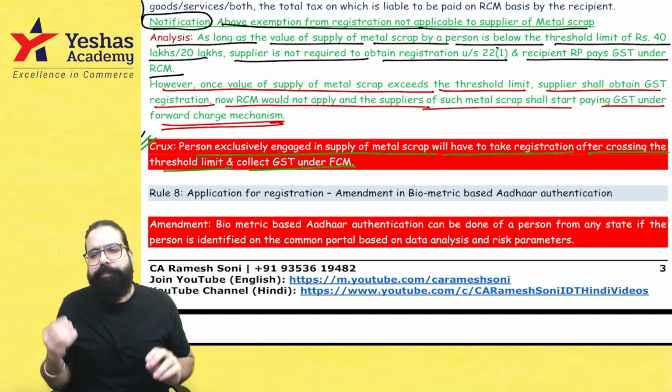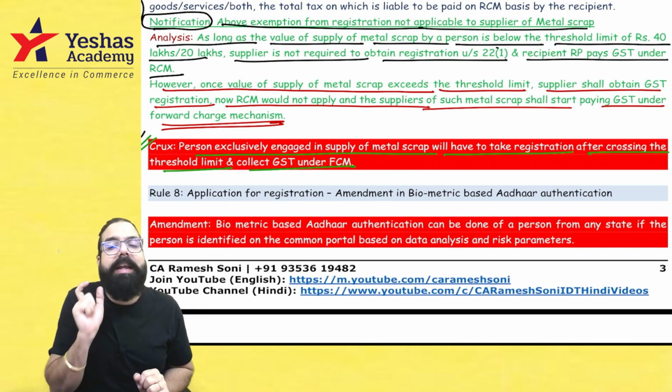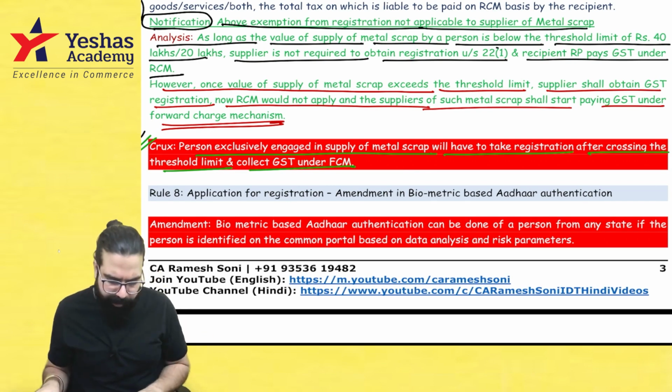I hope this point is clear. You have to see the aggregate turnover of the supplier. Take it, it will include all his turnover.